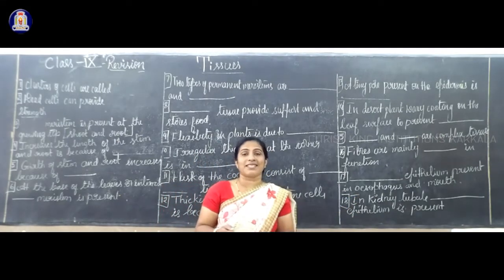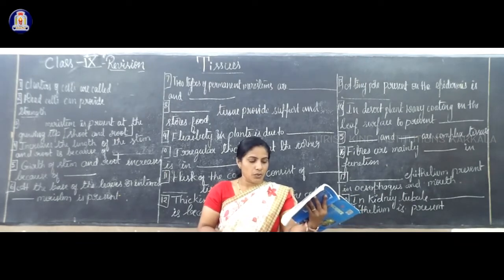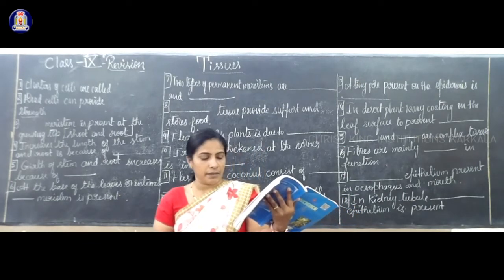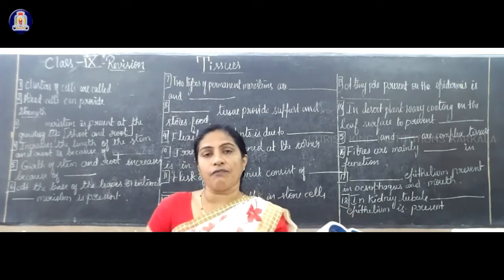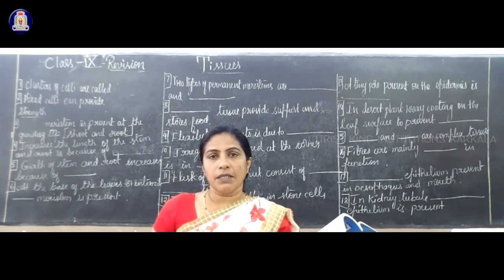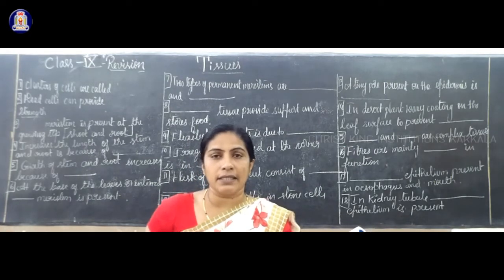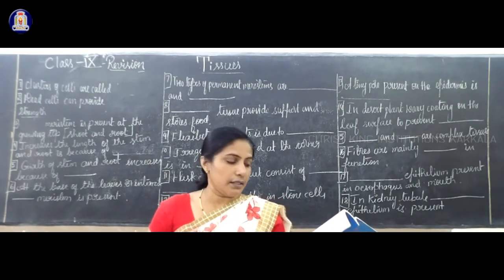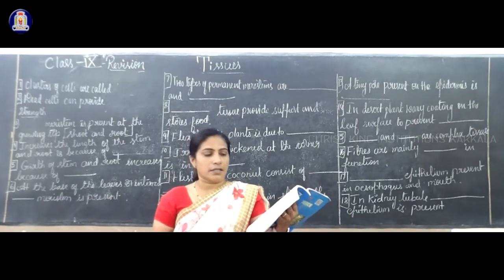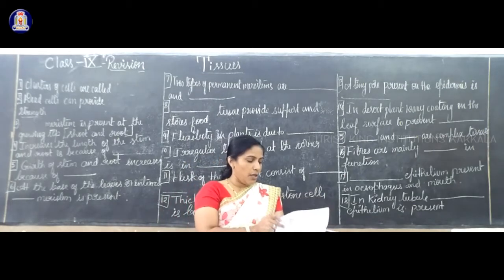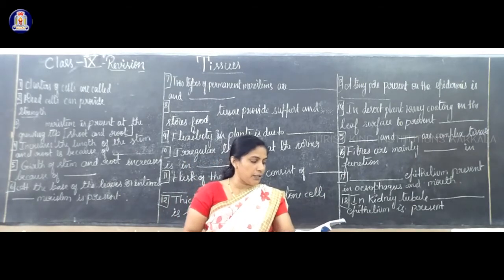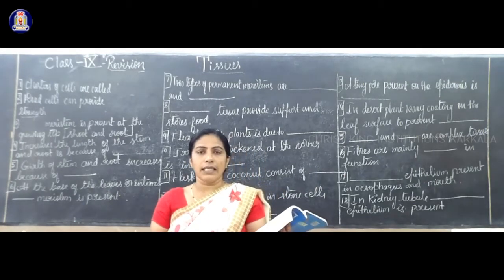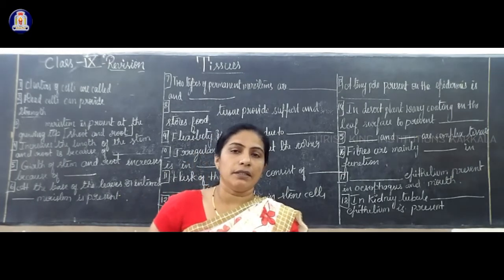Come to page number 73. The companion cell diagram, D, section of a phloem. What is the meaning of companion cell and its relation to the sieve tube? It is called the sister cell. The reason is they give one another support. The diagram they will give. And the next, page number 74, related to animal tissues.